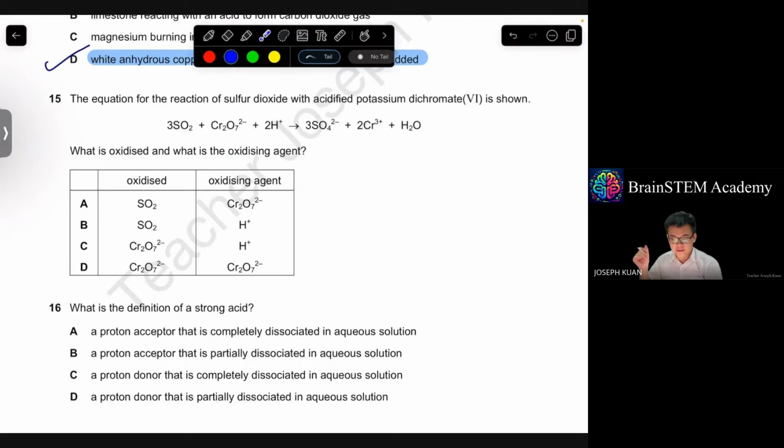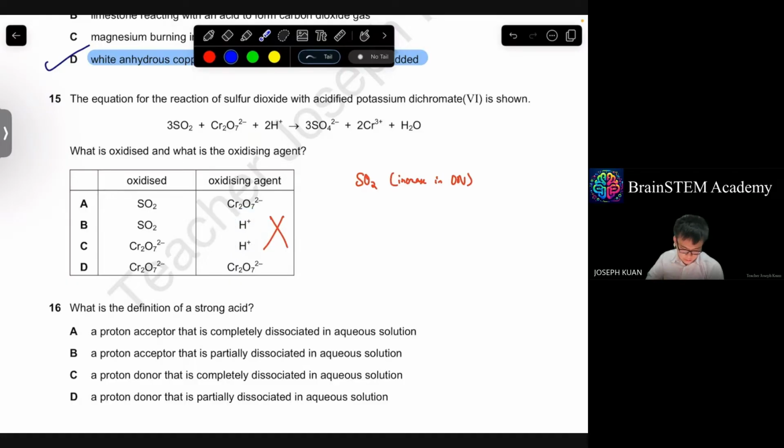Next, the equation for the reaction of sulfur dioxide with acidified potassium dichromate(VI) is shown. What is oxidized and what is the oxidizing agent? The substance that undergoes oxidation experiences an increase in oxidation number, and the oxidizing agent experiences a decrease in oxidation number. We know for sure hydrogen is not experiencing any oxidation number change. It still remains +1 for both states. So this one must be wrong.